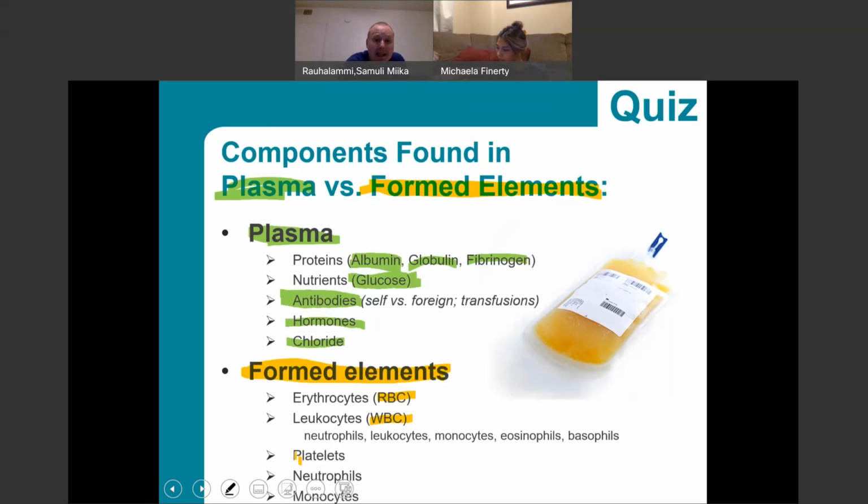We also talked about platelets being part of the formed elements. So that would be a good one. The neutrophils, I think that's the type of white blood cell that they asked. So I just listed it twice there. I think they also asked the monocytes. So both of those are examples of white blood cells. So they're found in the formed elements of the blood.